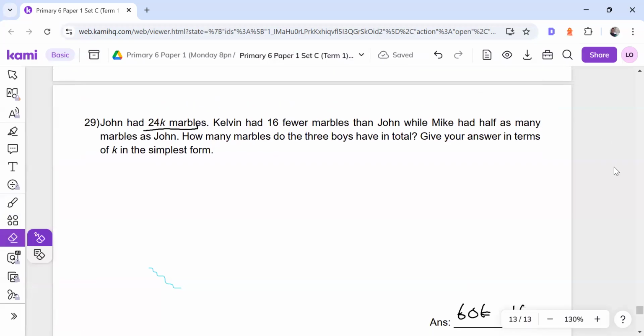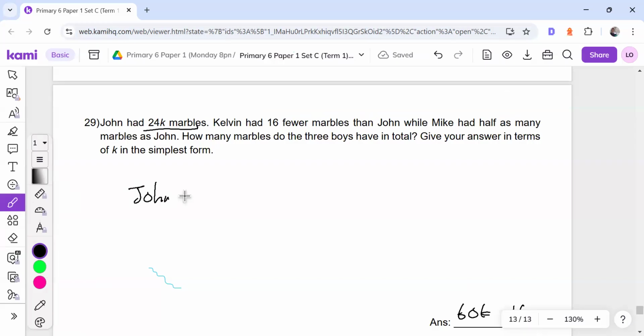Now, John had 24K marbles. If you don't want to do the primary tree method, then you do this. Kevin had 16 fewer than John. I want to do it even faster in the exam, so I put the expression above the person. Kevin had 16 fewer than John. Fewer than means you minus. So Kevin has 24K minus 16.